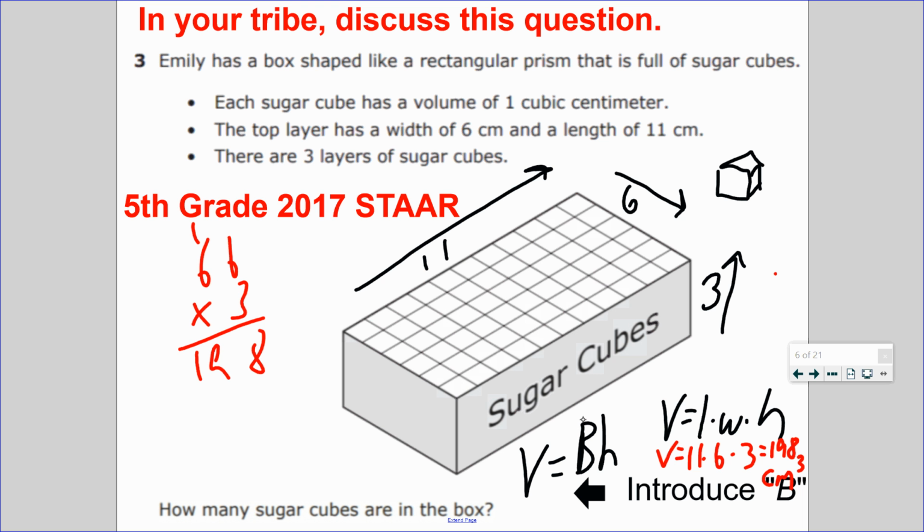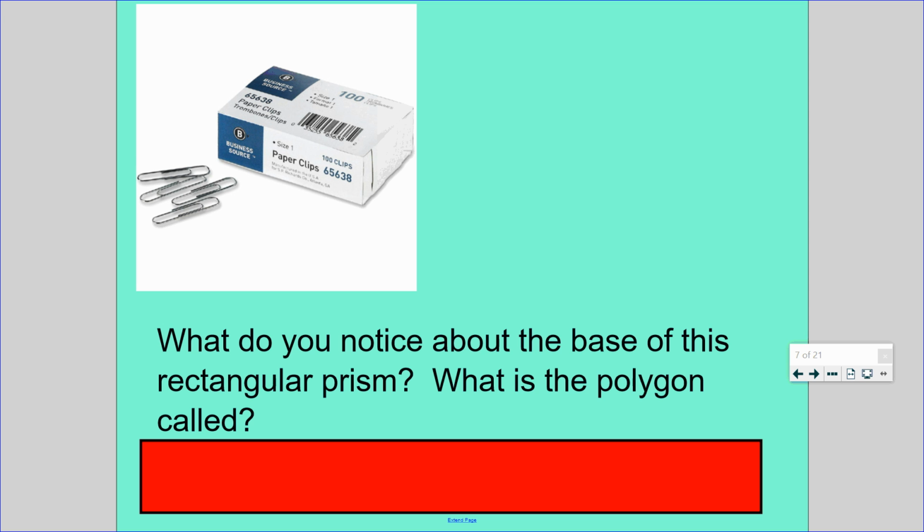So do you see this big B? The big B is the area of the base, the bottom of the box. What shape do you see on the very bottom of the box? It's a rectangle. So I want you to draw a rectangle here so you know that you need to find the area of this rectangle. Then you times the height. So what is the area of this rectangle? 66. Then you're going to multiply it by its height of 3, and that's where you get 198. And that is what we're going to learn today.